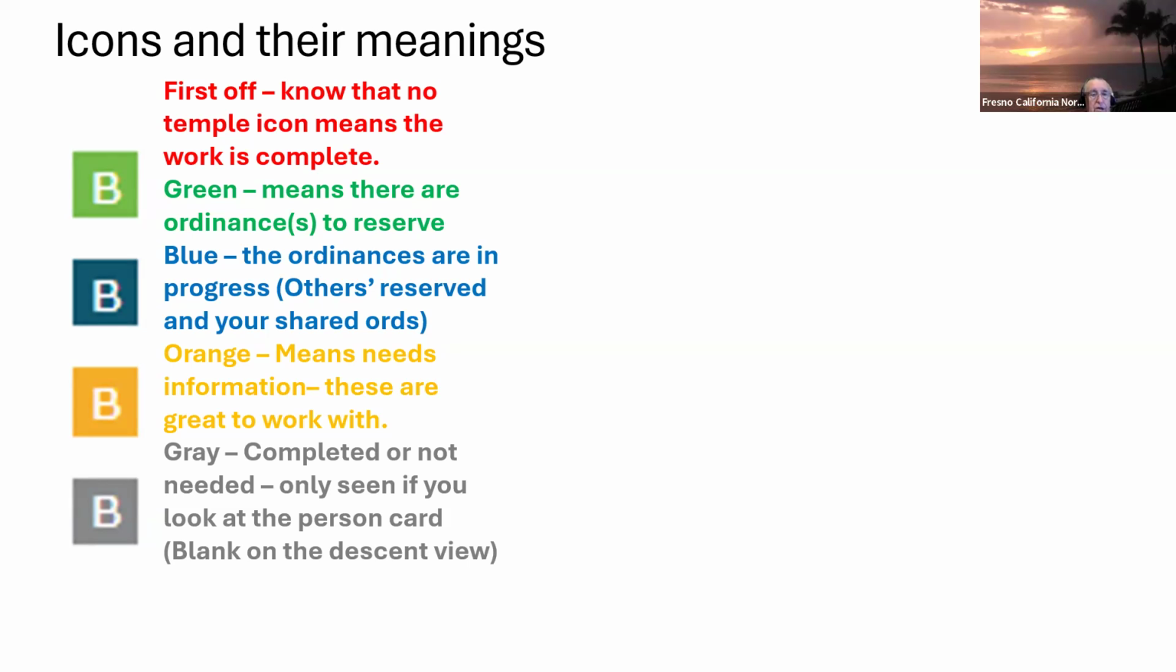Other people who have reserved something but not shared it, it's going to be blue. If they shared it, it'll be green, and we'll talk about that. Orange means there's more information needed. That I love. I love working the orange people, because the orange usually is a very simple fix most of the time. And then that turns on the people's ordinance work when you resolve the issue that caused the orange. And again, like I said before, the gray will not be seen because it does not show up. It's just left blank on the descendancy view to keep it from being cluttered.